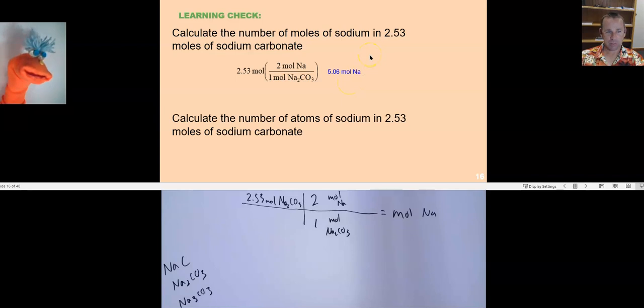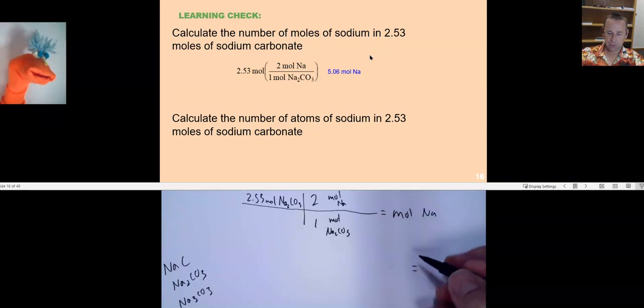that will be our answer of how many moles of sodium I can get from 2.53 moles of sodium carbonate. Now we can further calculate the atoms of sodium that are in the 2.53 moles of sodium carbonate. All right, I can do that one right below here. This time, instead of moles of sodium, what am I after? It says atoms of sodium. That's right, atoms of sodium.